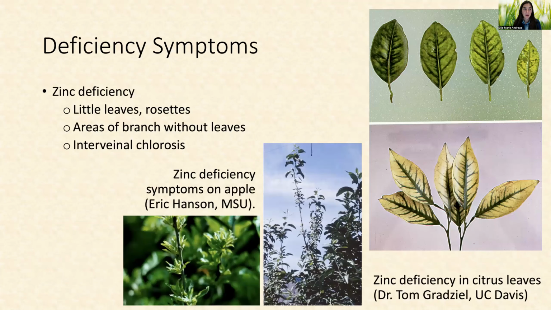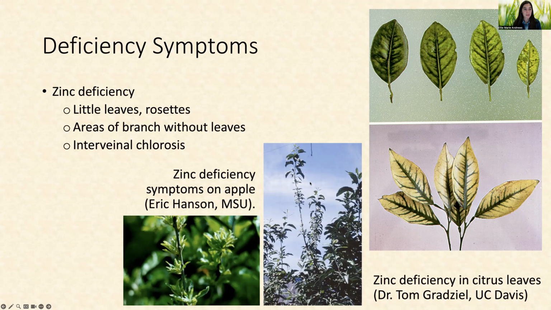Moving on to zinc. So this one also sometimes happens in fruit trees. Zinc deficiency leads to little leaves or rosettes. You can kind of see what that looks like in the bottom left corner here, where we have these little clusters or rosettes of tiny leaves, much smaller than they should be. You can also see in the picture next to it, we have areas of the branch without any leaves, which is not good.